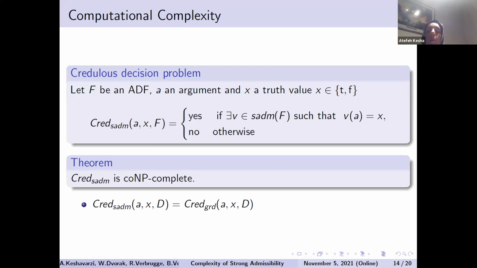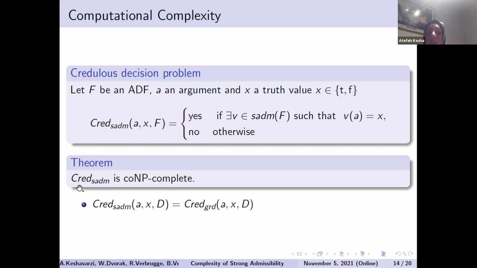Now I'm going to the main part of our work, in which we present the decision problems and analyze their computational complexity. As the first decision problem, we presented the credulous decision problem under these semantics, in which an ADF, an argument, and a truth value for that argument are part of our input. If we can find a strongly admissible interpretation that satisfies this truth value for A, then the answer to this credulous decision problem is yes. It means that there is a strongly admissible interpretation in which A is strongly justified, and otherwise the answer would be no.